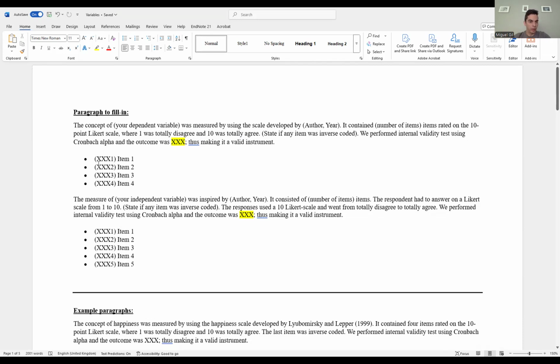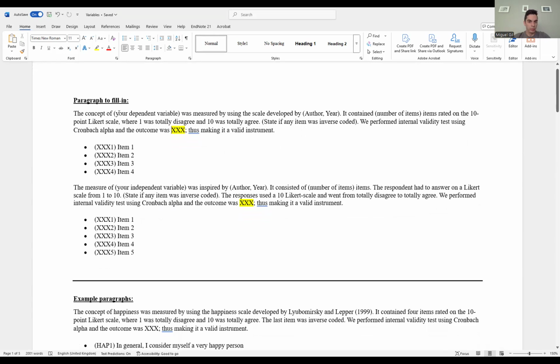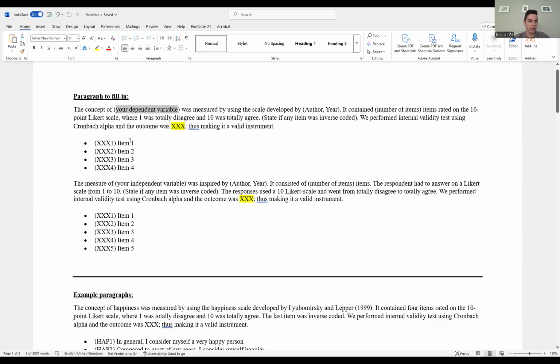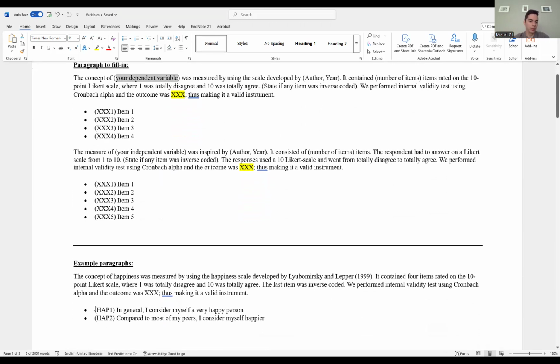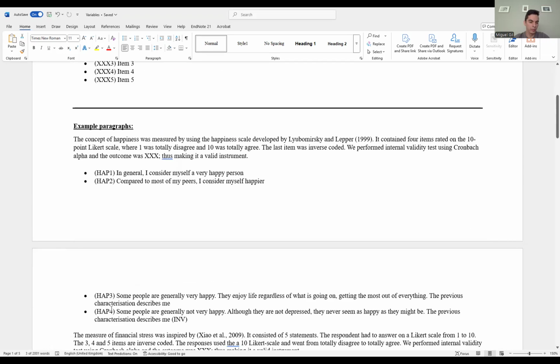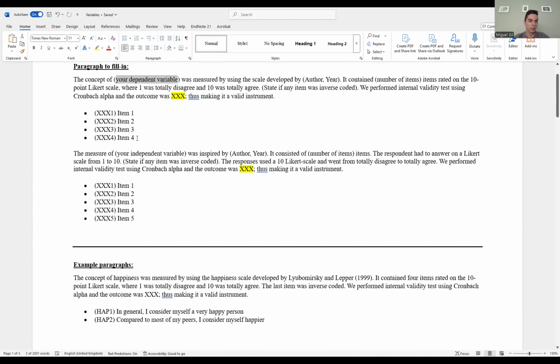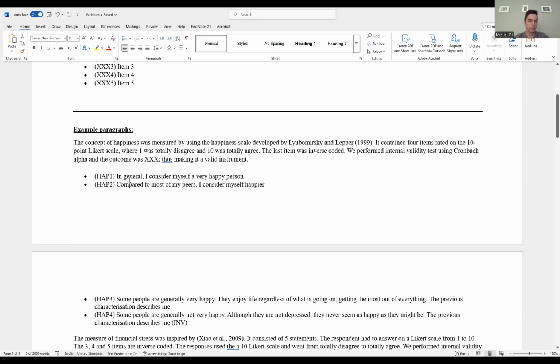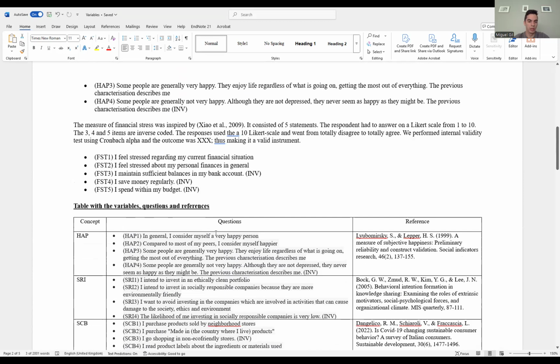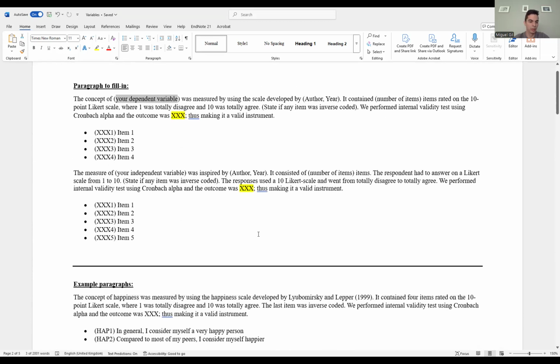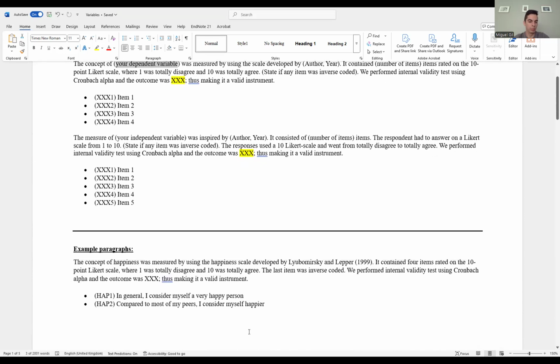And then after you rewrite the things in the parentheses, so 4 things to rewrite, then copy and paste what you have in here, the item and the code. So as you can see here in the example, hap1, happiness 1, and item 1. So you just need to copy paste from the table. Okay, so in general, I consider myself a happy person. In general, I consider, and just copy paste.